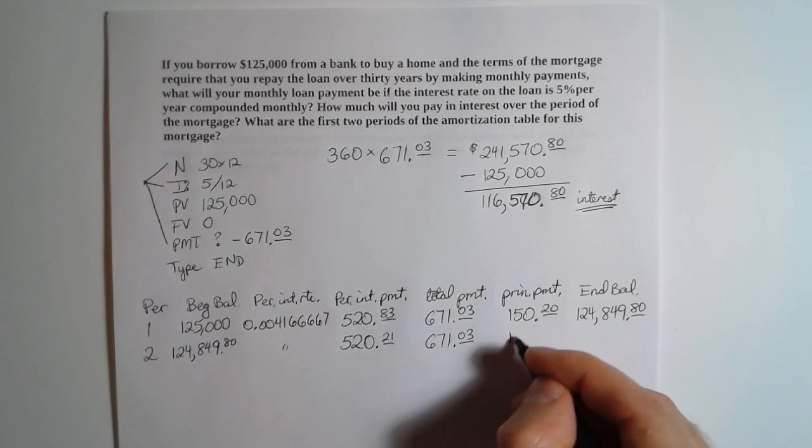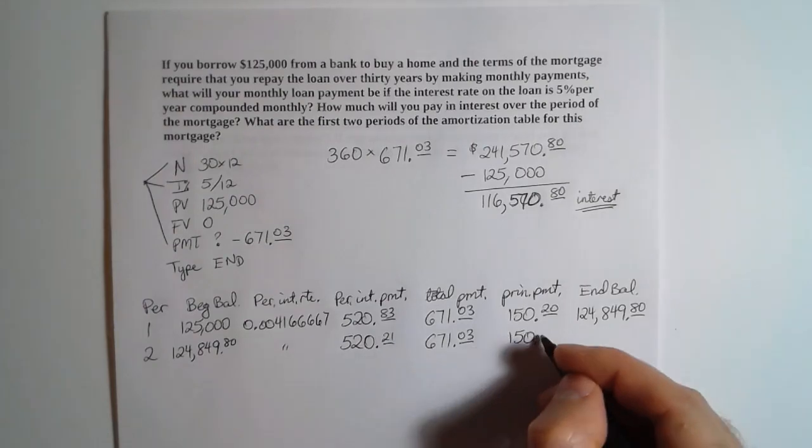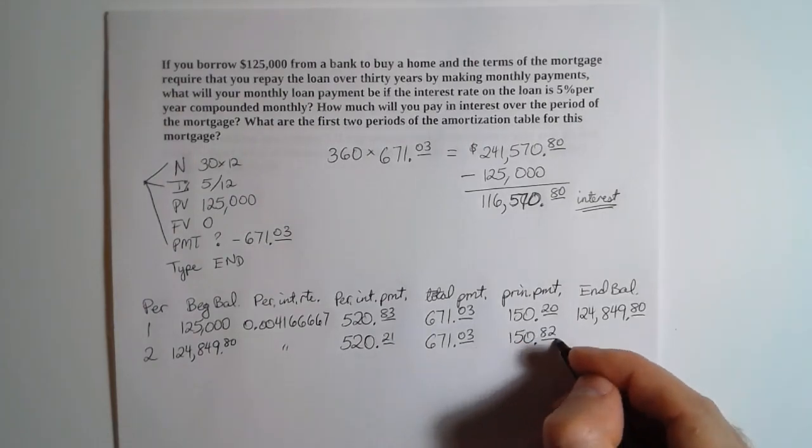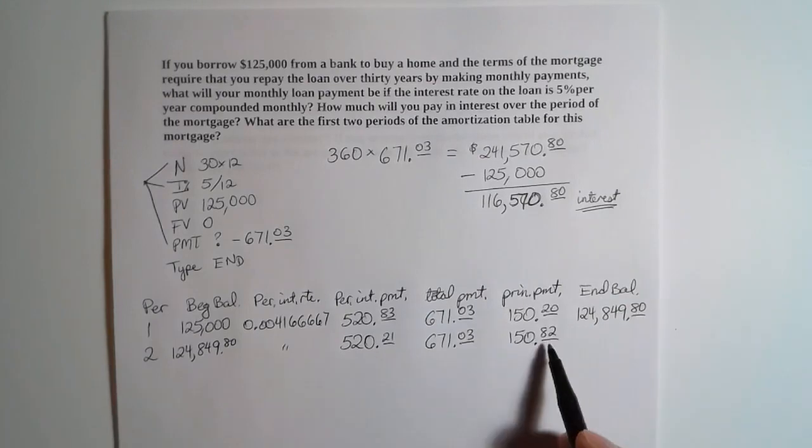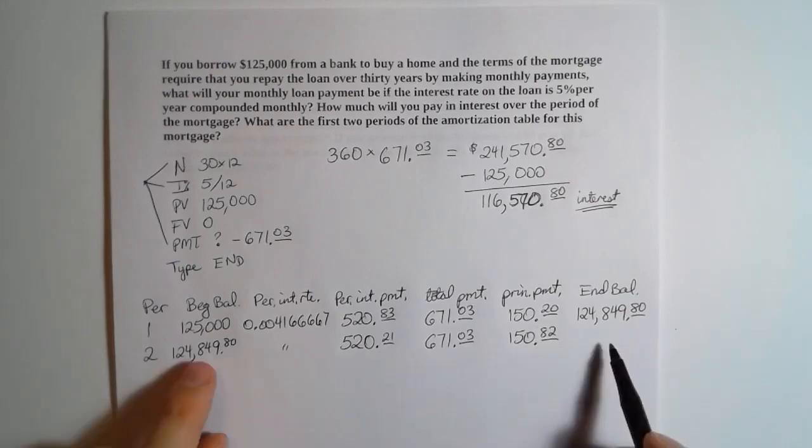Okay, so if you pause the video to work that out, you should have gotten $150.82. So what that means is that you have sent the bank a whopping 62 cents more towards principal this month than you did last month. And we still sent the bank $520.21 in interest, but the overall amount you sent the bank was $671.